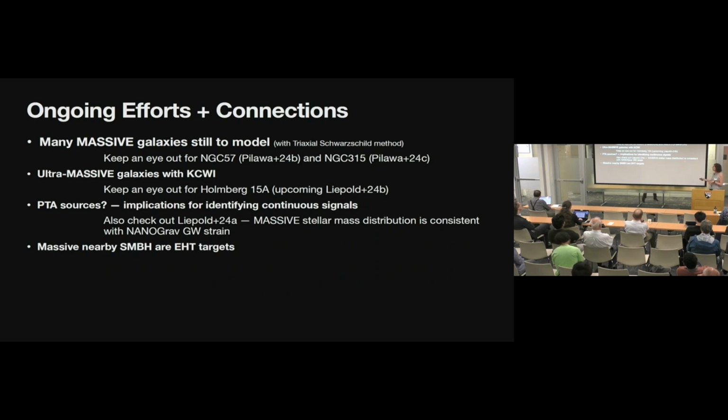And we find that the mass distributions that we have in MASSIVE are actually consistent with the gravitational wave strain that folks like NANOGrav have found, which is really exciting. And of course, massive nearby supermassive black holes are always potential targets for EHT. So if we happen to find one that's really big and really close, maybe that gives EHT folks more things to look at. Yeah, I think that's where we're at. So thank you so much for having me.